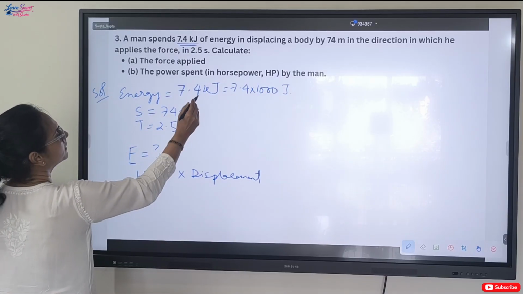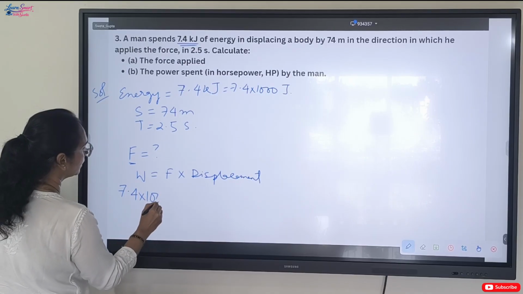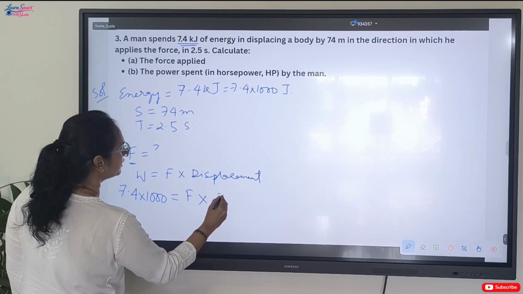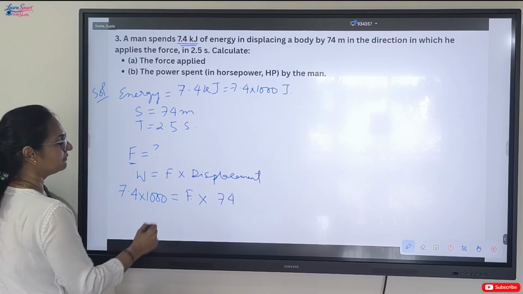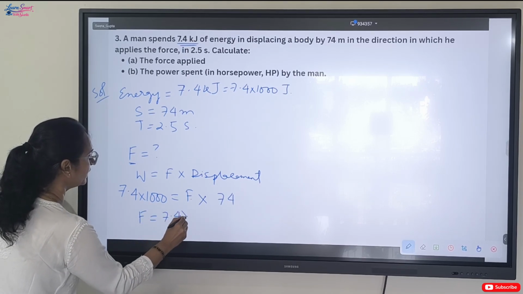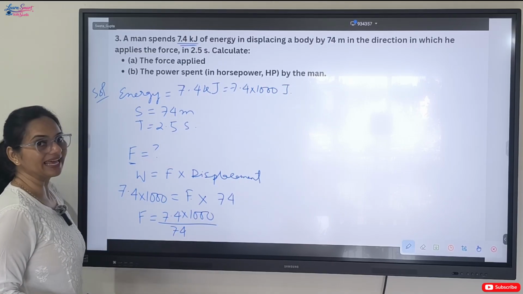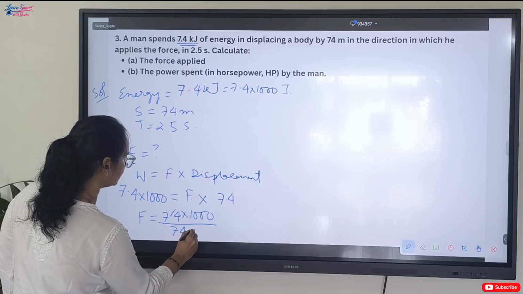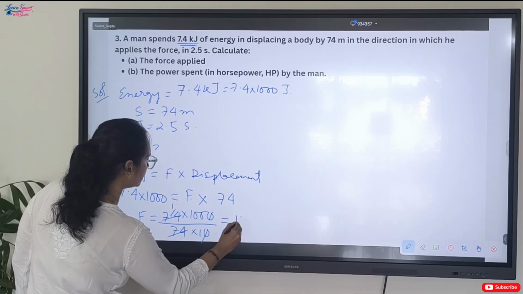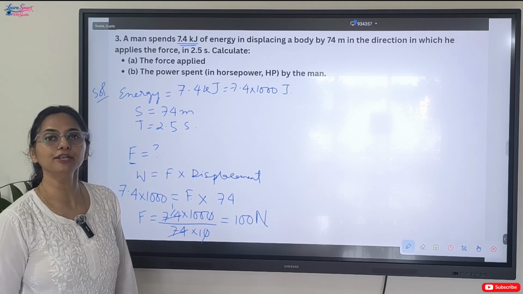And work done is already given to us: 7.4 into 1000. We will write that. Force we don't know, so force we will write F. And displacement is given, 74 meter, so into 74. Now we have to get F. Very simple. So just calculate 7.4 into 1000 upon 74. Just calculate and get the answer. After calculating, you will get it as 100 Newton.